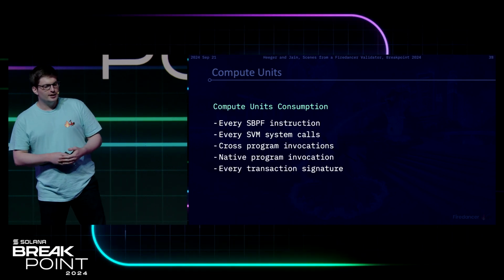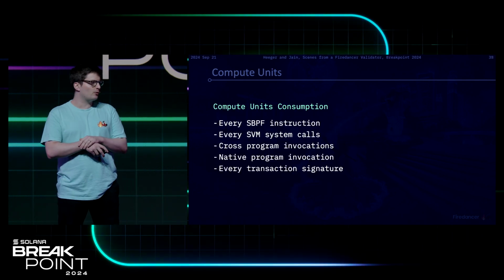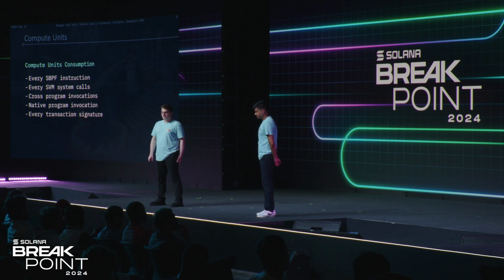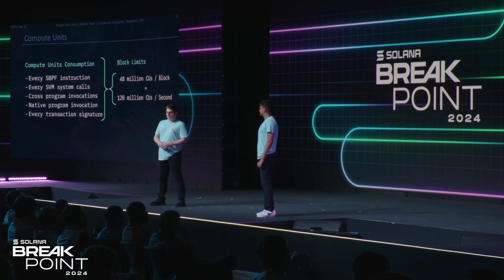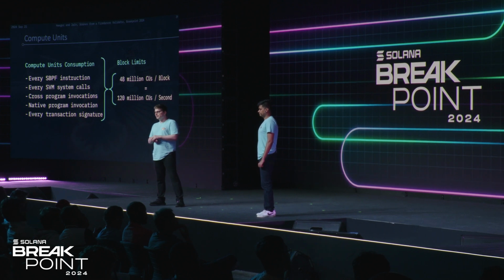Quick refresher. Compute units are a resource that transactions request and are consumed whenever a transaction does something. Solana block producers have limits on the size of blocks that they can produce. For example, the maximum number of compute units a block can consume is capped at 48 million, or about 120 million per second.